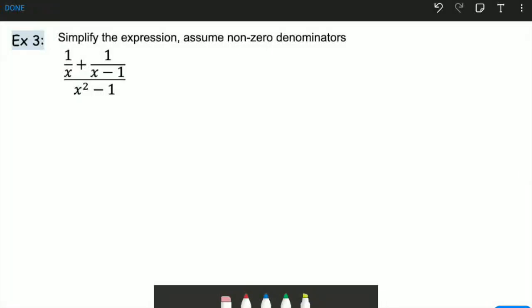So in this video, or in this example, we're going to be simplifying this expression and assuming non-zero denominators. And this is just a rational expression, no matter how complex it gets. Anytime you simplify rational expressions, you follow order of operations. Please excuse my dear Aunt Sally.